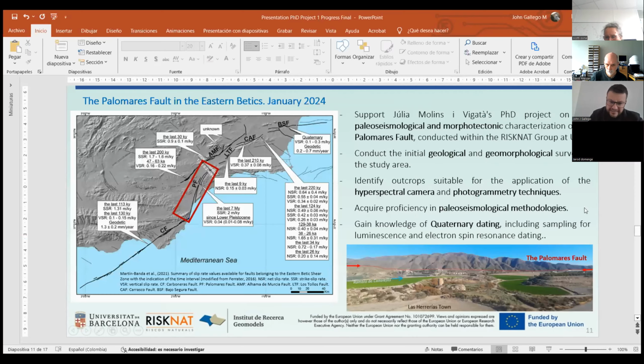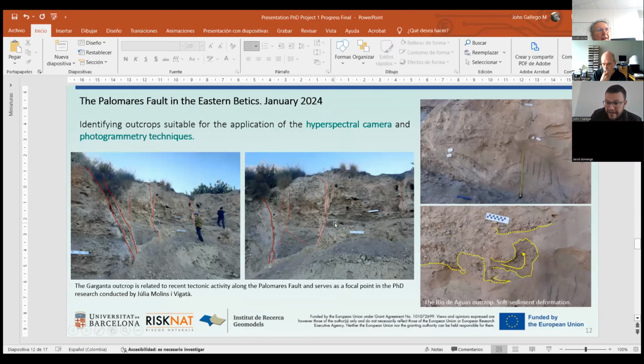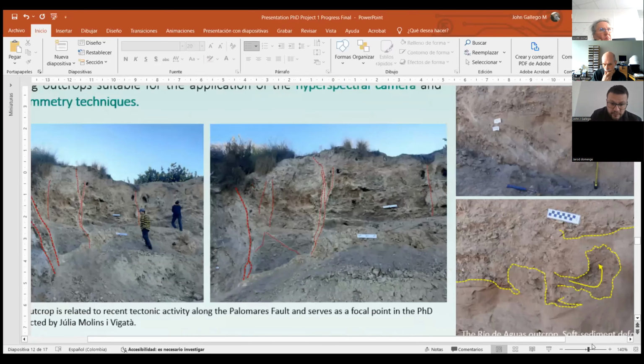So in terms of my fieldwork, this is the Lorca-Murcia Fault. We went to the southwest to the Palomares Fault. This is another strike-slip fault. I was supporting the PhD of Julia Molins from the University of Barcelona as well. There we were collecting some Quaternary samples for dating, and identifying some interesting outcrops for the application of the camera. So here we see one of the outcrops.